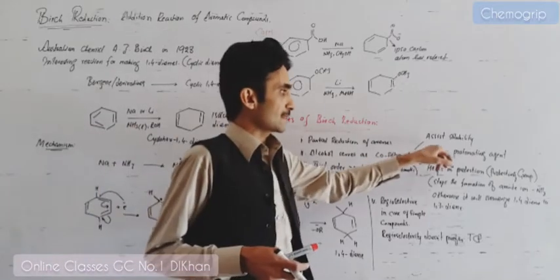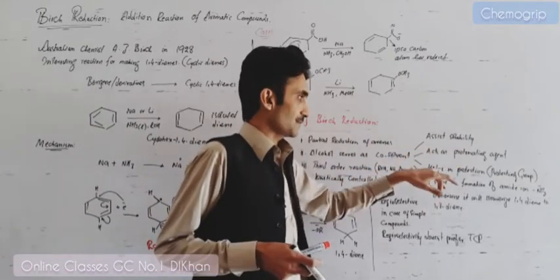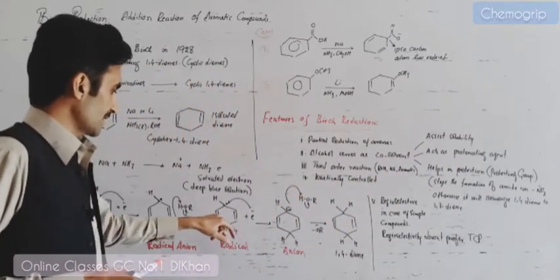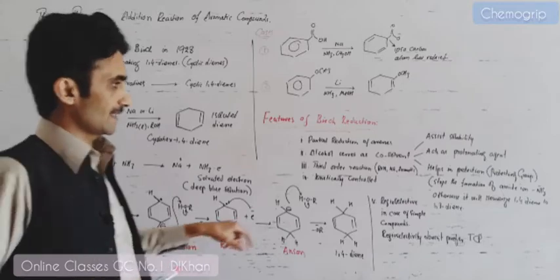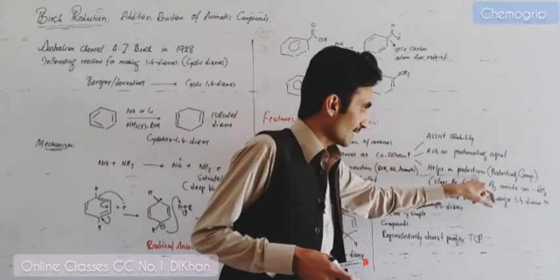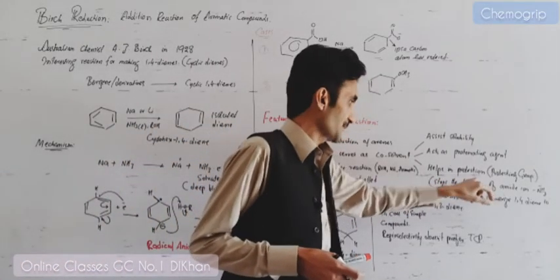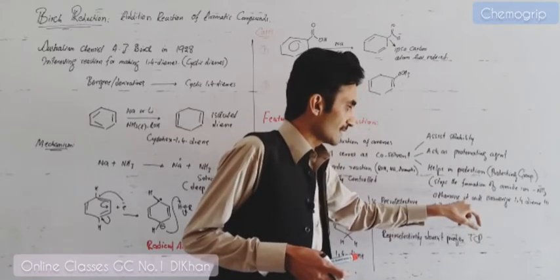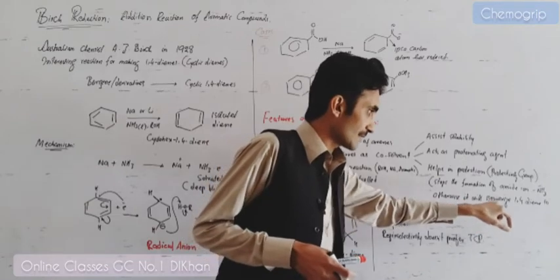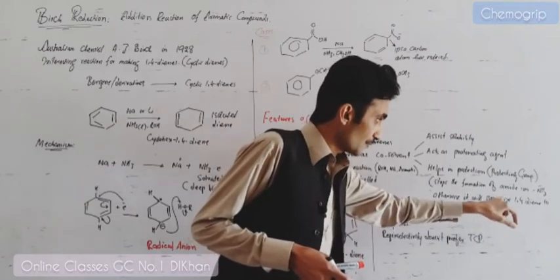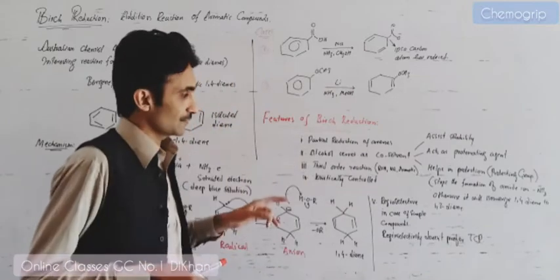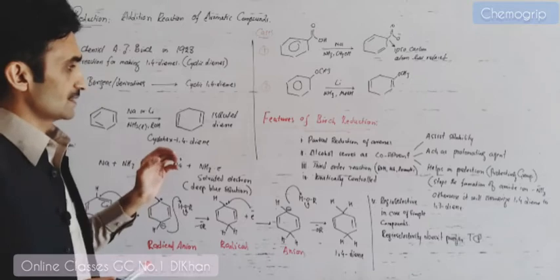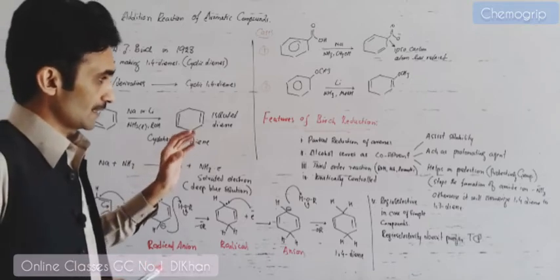It assists the solubility of the aromatic compounds. It acts as a protonating agent. We have seen in the mechanism that it protonates the carbanion. It helps in protection, or it acts as a protecting group as well. Why? Because it stops the formation of amide ion. Otherwise, if there is a formation of amide ion, it will isomerize 1,4-diene to 1,3-diene. So these are some important aspects of the solvent, which is alcohol in this case.